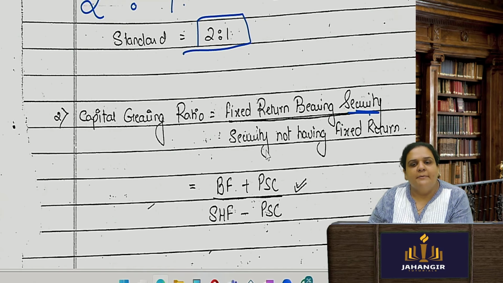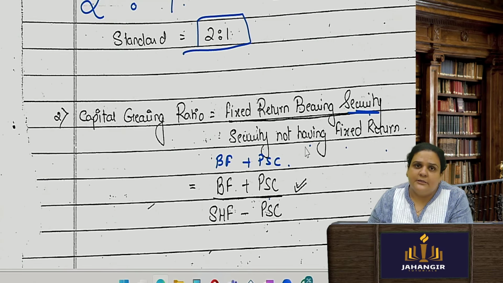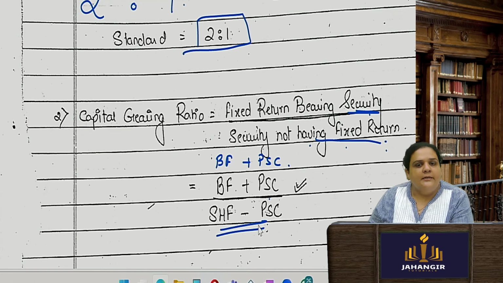Then you have the capital gearing ratio: your fixed return bearing security, divided by security not having fixed return. Which is your fixed return security? One is your borrowed funds, long-term debentures, bank loan, plus your preference share capital. Fixed return you have to pay them, whether you make profit or not. Divide by security not having fixed return, shareholders' funds minus preference share capital. So you all can go through this later, read it. Okay.